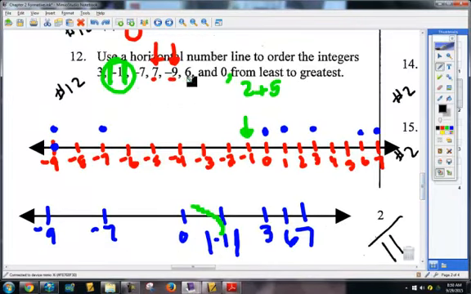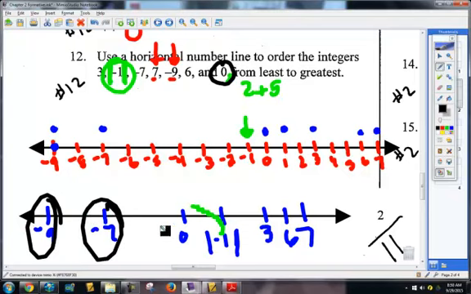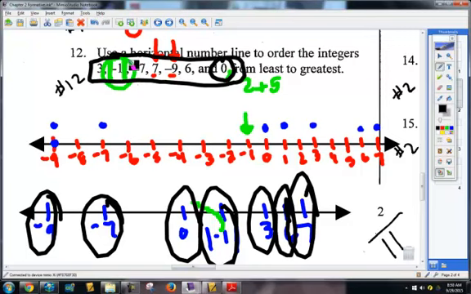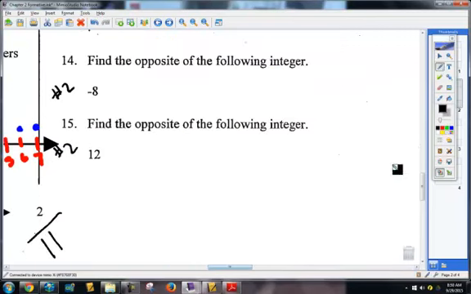Going back to this one, number 12 here, if you didn't put 0, it's wrong. Okay? You had to have all those. You should have had 1, 2, 3, 4, 5, 6, 7 numbers on your number line. And if you didn't have all 7, it's wrong because that was the whole point. You had to put those integers on there. So right there, there's 7 of them. If you don't have all 7, it's wrong.